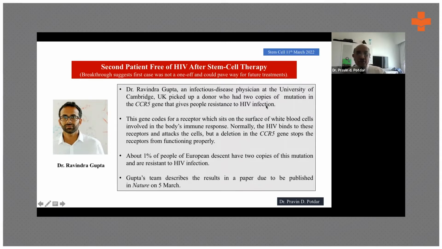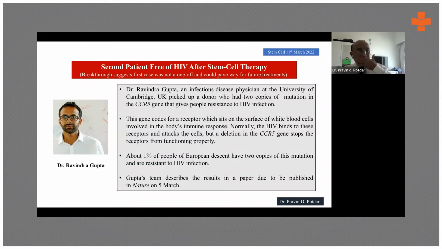Now here what he has done is a little bit different. Everyone is making a different strategy, and that is very important for research. You cannot just go on with one. You can do the bone marrow transplantation, take another patient who has this and inject into that. This whole exercise, you have to really reduce that. What he has done is that he has seen the 2 copies of the mutation in the CCR5 gene.